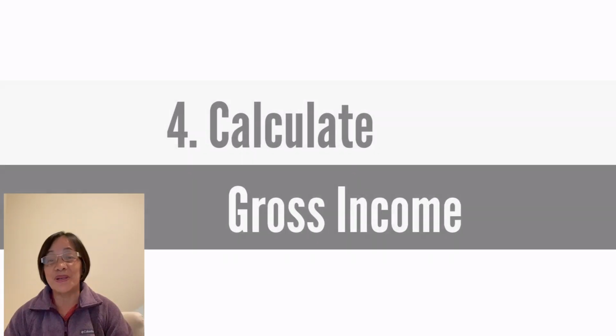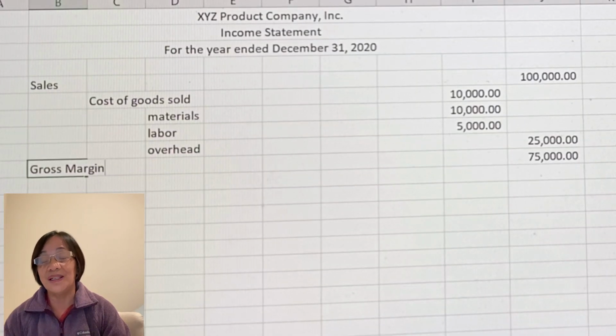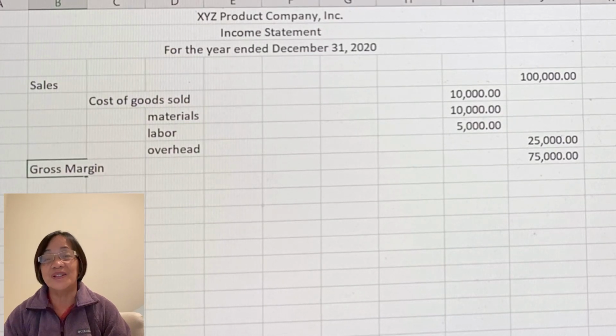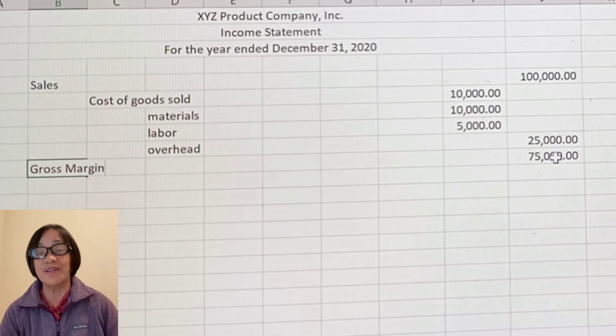To calculate gross margin or gross income, you deduct cost of goods sold total from revenues or sales total. This calculation gonna gives us the gross margin or gross income. Gross margin or gross income represent the gross amount you earned from the operation of your business. So let's say total revenue or sales is 100,000. Deduct from it total cost of goods sold, which is 25,000. The result of 75,000 is the gross margin or gross.